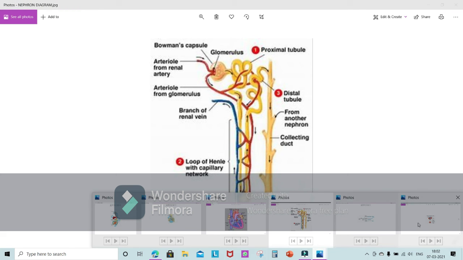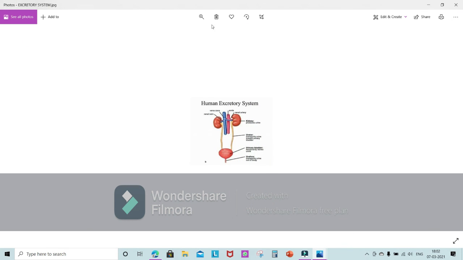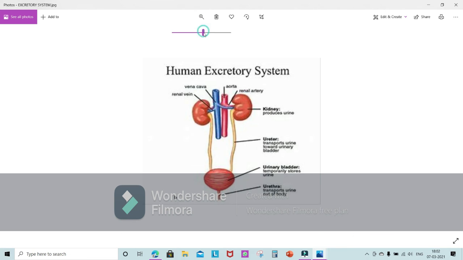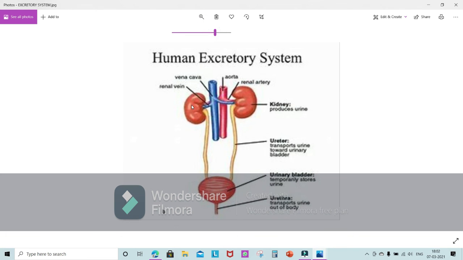Now we move on to this picture, the human excretory system, for the same question. Now the urine, I think it's kind of blurry. Anyways, the kidneys' work is done, and the urine passes through the ureters. A pair of ureters, very important, two ureters are there. It passes through that and enters into the urinary bladder, which is a muscular organ.